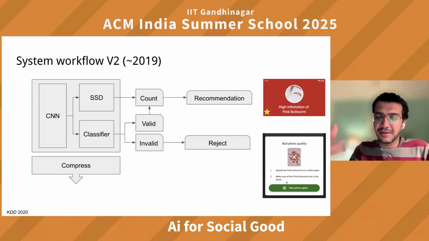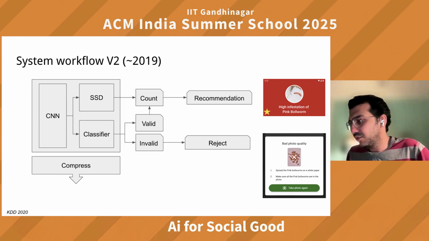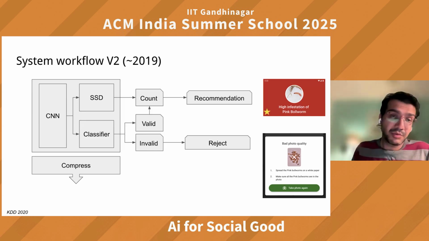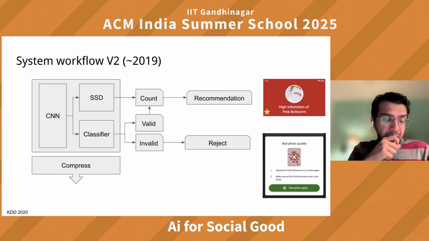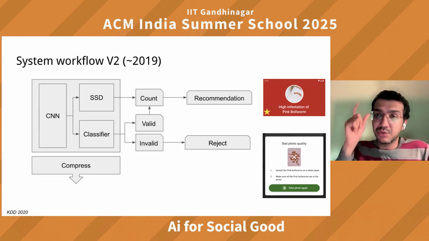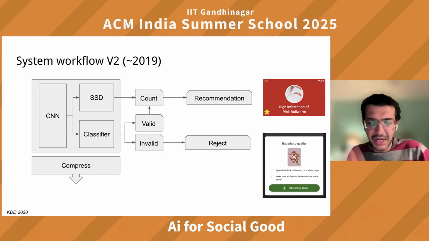So they'll get a message: bad photo quality, please take the picture again. In fact, later on, we also tried to use some specific feedback. So we had also built classifiers with an intern where we would say, hey, it's blurry, or it's too close, or it's too far away. So we can give them more fine-grained feedback, but that didn't really make it to production.